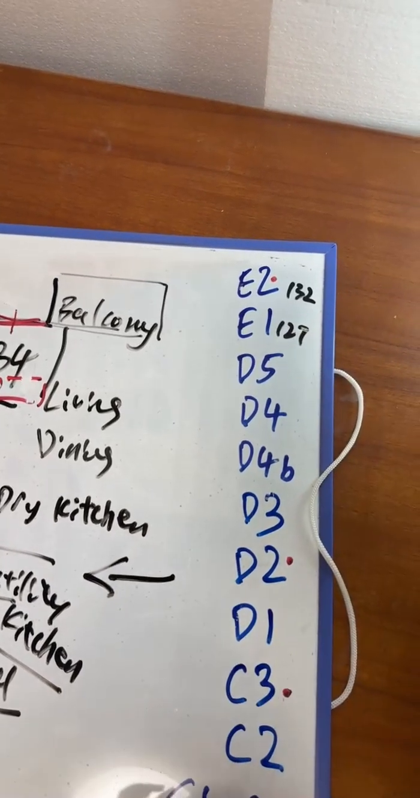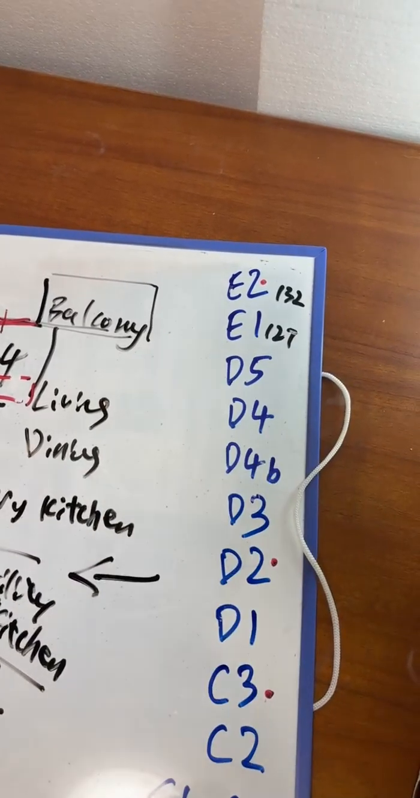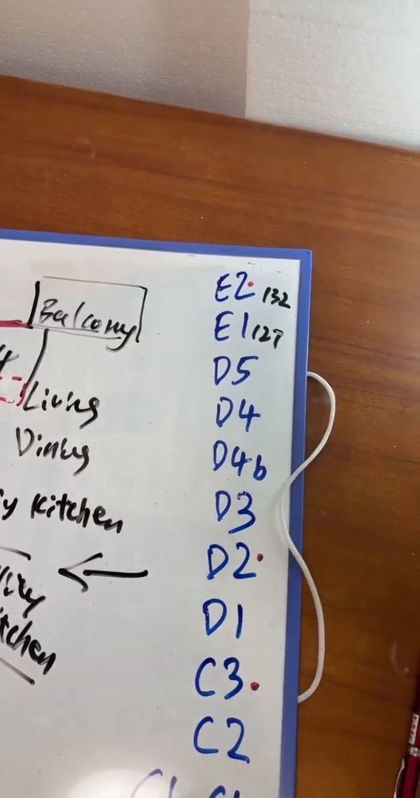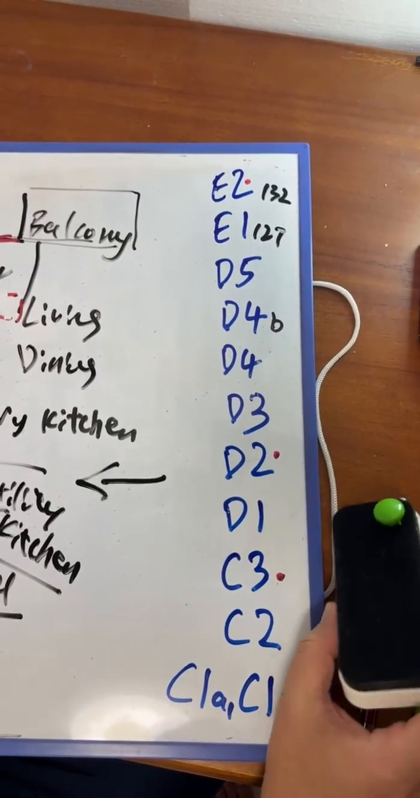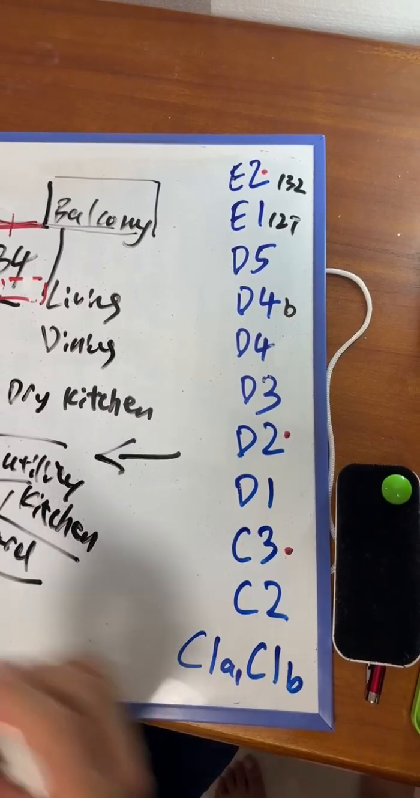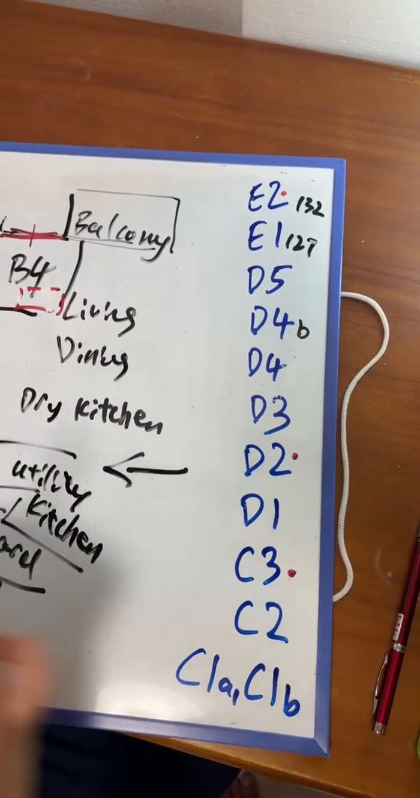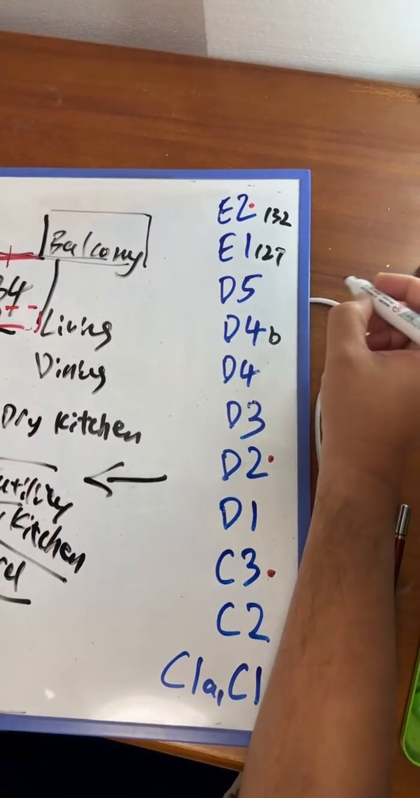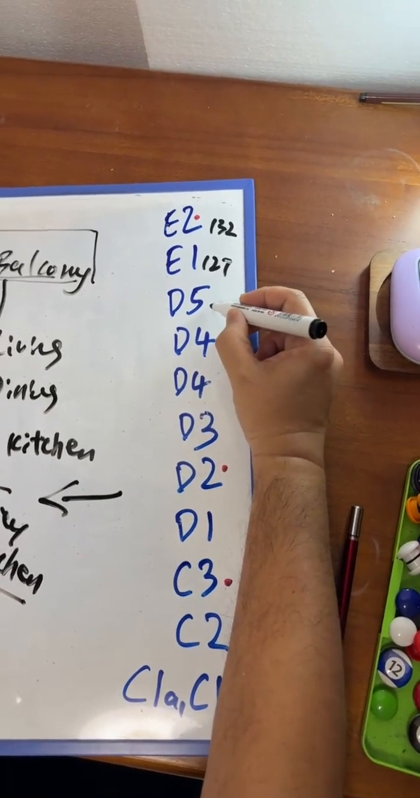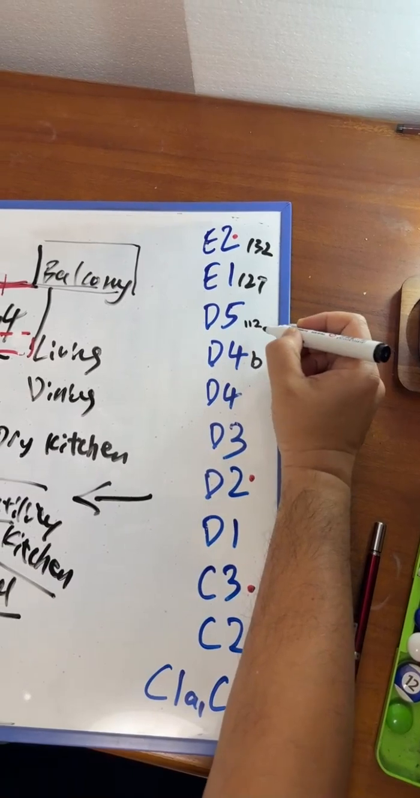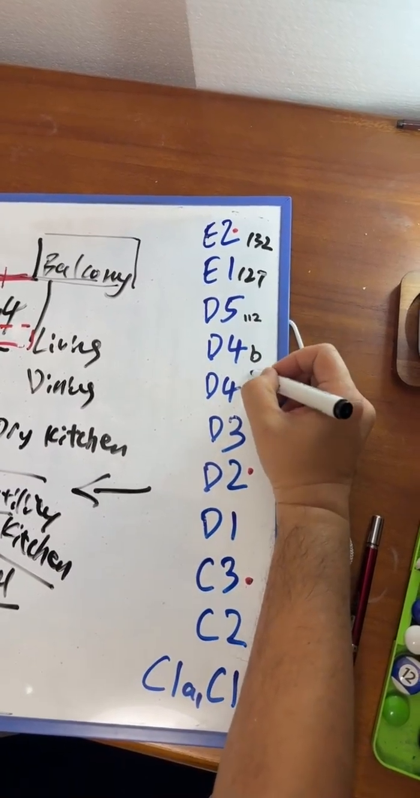Now we are going into D5. Okay, D5 is already a 4-room type. How big is D5? D5 is 112 square meter. Now D4B is 113 square meter.